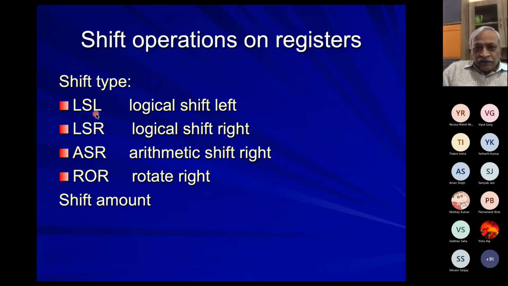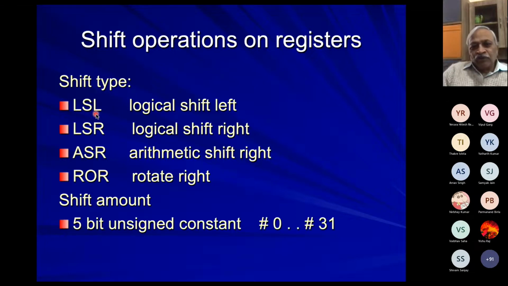There are two things to be done. One is to specify which type of shift it is, and the second part is the amount by which you want to shift. Okay, so 5 bits are used for that. You can specify any amount of shift, but from 0 to 31 in 5 bits. All right.